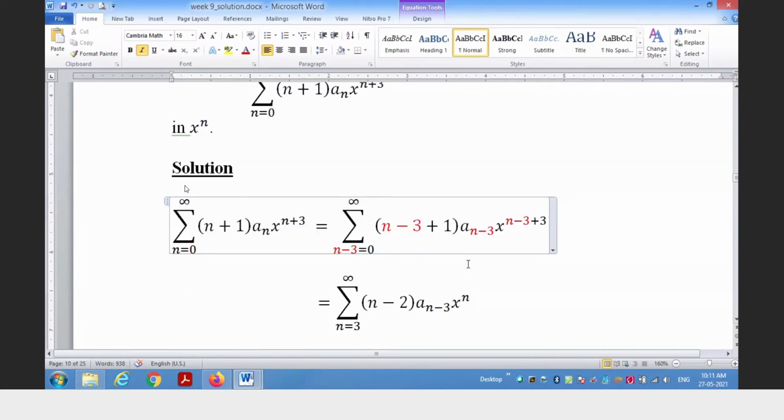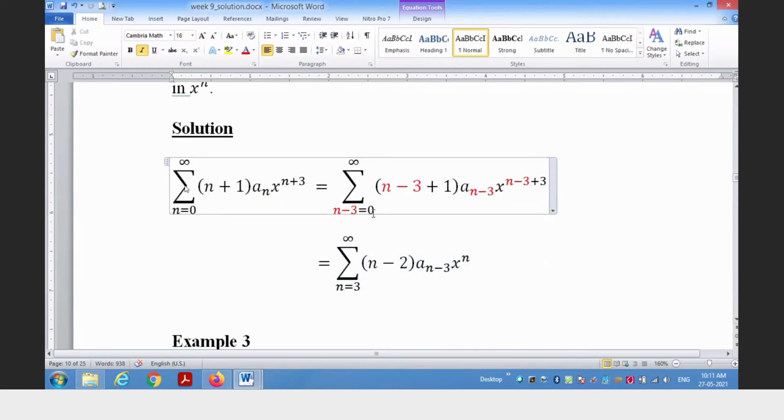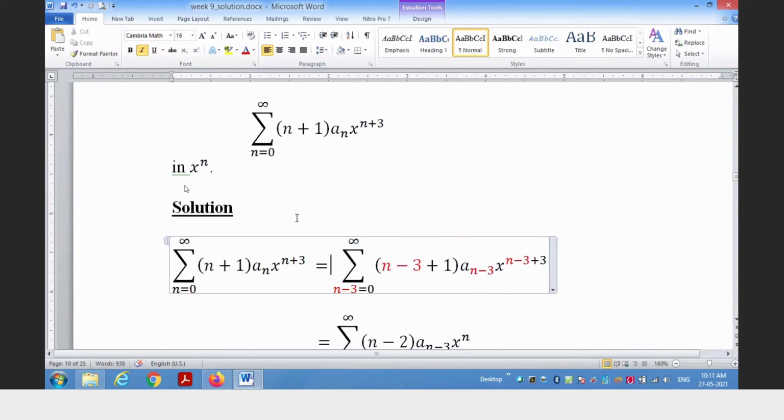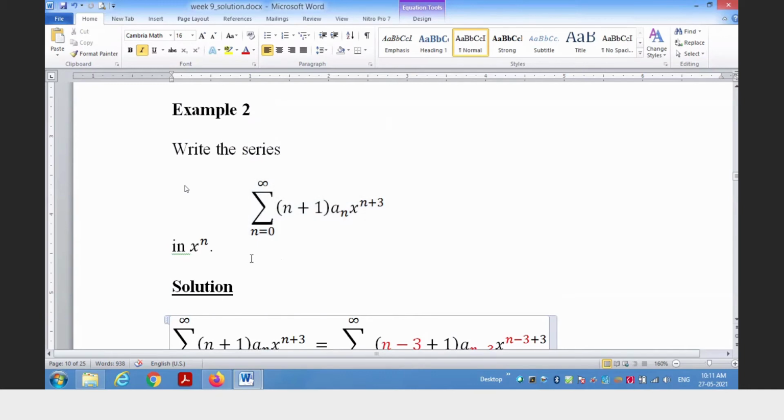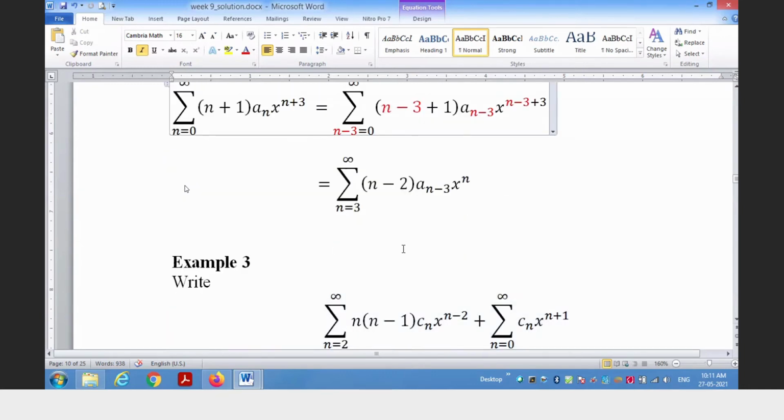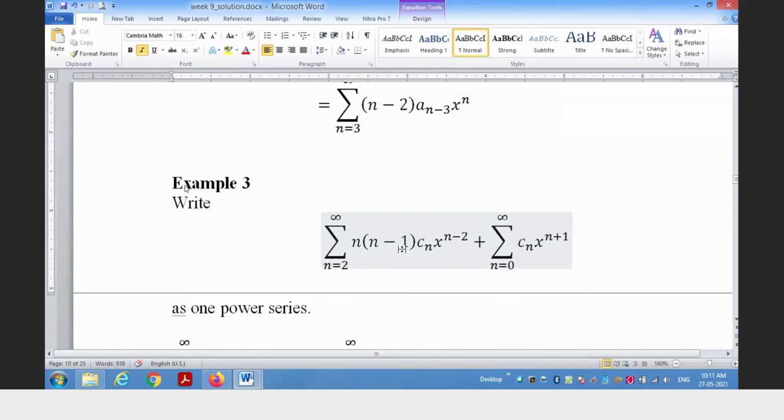Next step, you simplify, right? So bring minus 3 to the right side of the equal sign, so this becomes n equal to 3. So n minus 3 plus 1 equals n minus 2. And then here n minus 3 plus 3 becomes x power of n. Okay, so now you have converted the series into x power of n. All right, the same thing here.